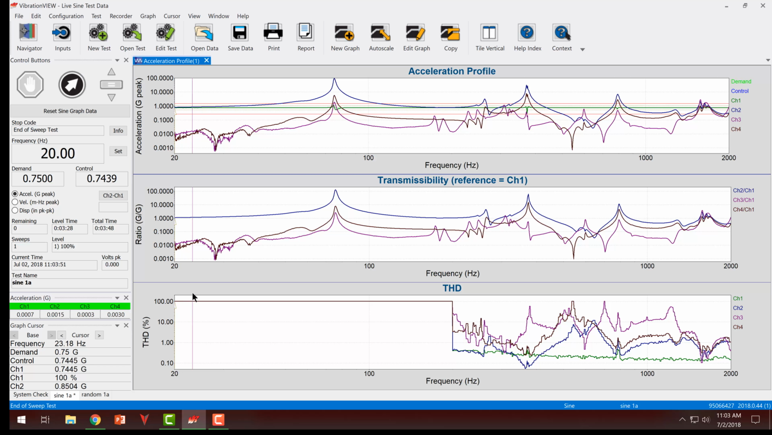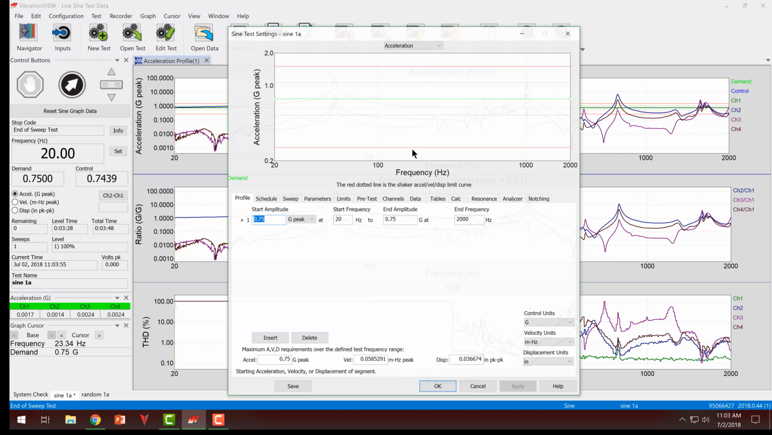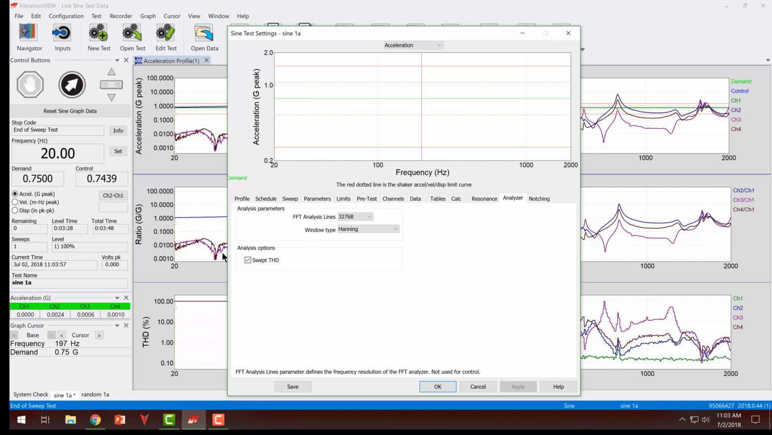So just a reminder that when you are running a sine sweep, to make sure that you go to the Analyzer tab and click on the swept THD. This is normally unclicked. That's the default. You need to click it to activate it so that you'll have access to these graphs.